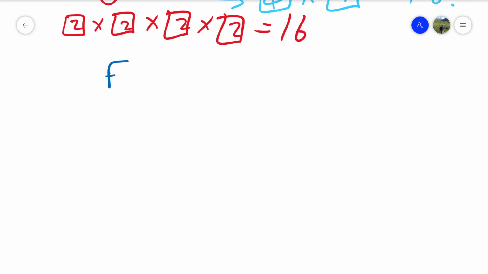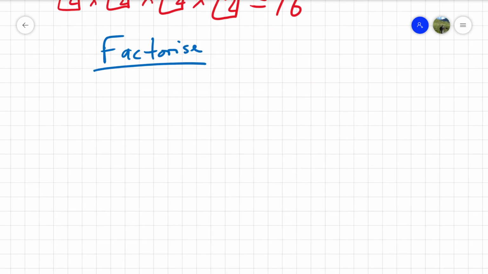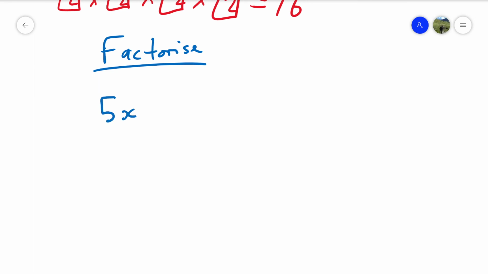This is the last question. It's a factorized question. And there is a bonus lesson on factorizing on the playlist after this one. Have a go in your own time.